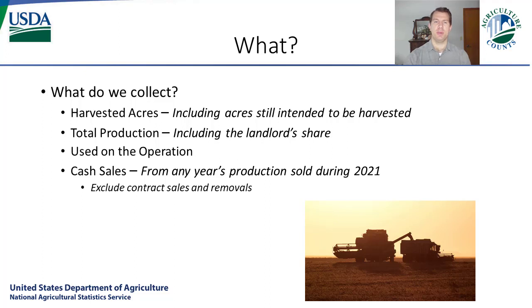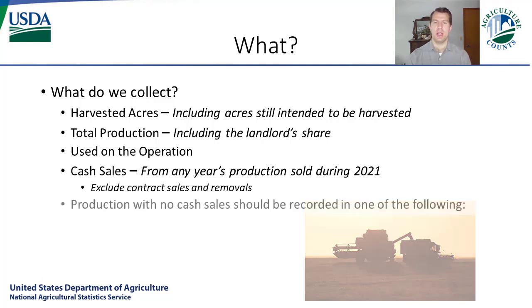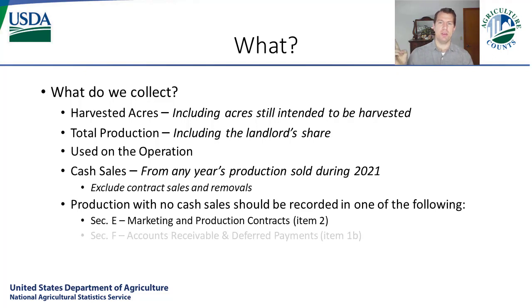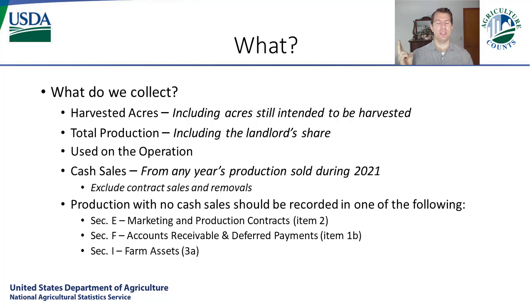Additionally, it is possible to have production but no cash sales, but again, like production used on farm, this should tip you off to what needs to be filled out later in the survey. If there is production above what is used on the operation, but no cash sales, the production should be recorded in one of the following sections. Section E, marketing contracts. Section F, deferred payments, or recorded as an increased value in crops stored on farm in Section I, farm assets.